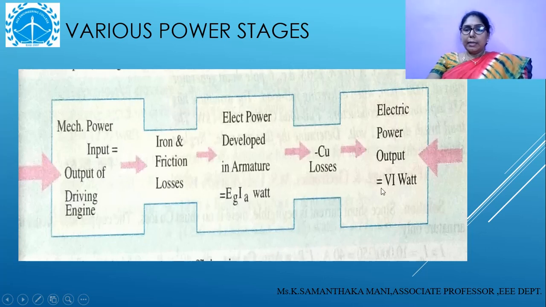This is given by the terminal voltage V, where V stands for terminal voltage and I is the load current. So V × I is your electrical output. This diagram shows how the mechanical input given to the DC generator is converted into the electrical output.